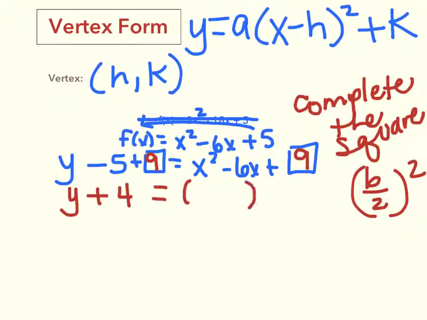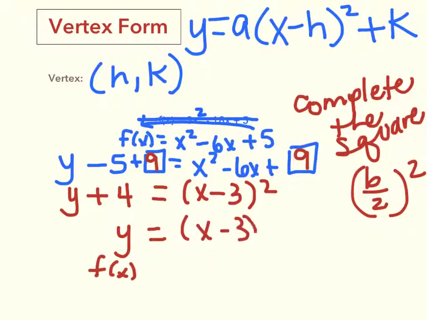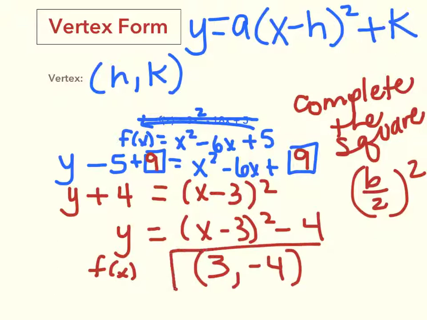And when you factor this and make it a perfect square, it's x minus 3 squared. And then the last thing you do is just move this c back over here, and you have y, or f of x, equals x minus 3 squared minus 4. So then our h is 3 because we changed the sign, and k is negative 4. So that's our vertex. And this is our vertex form.